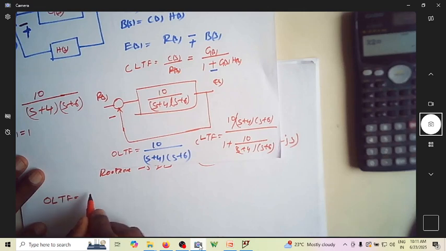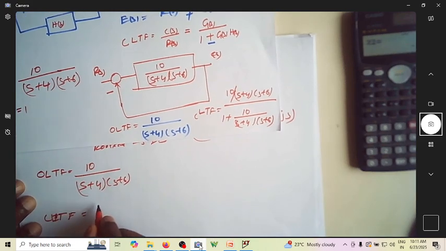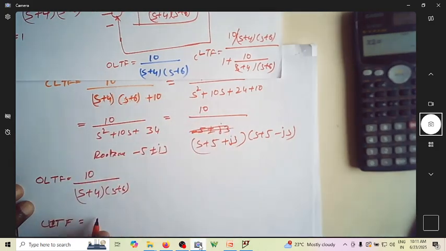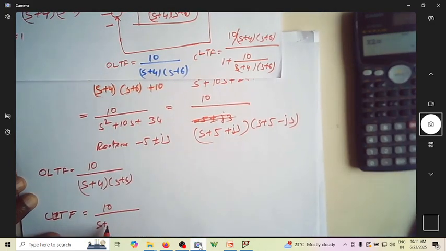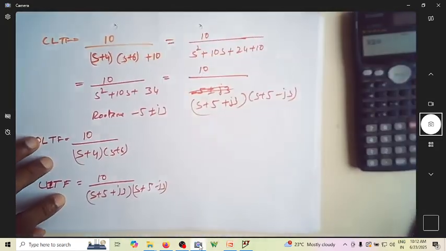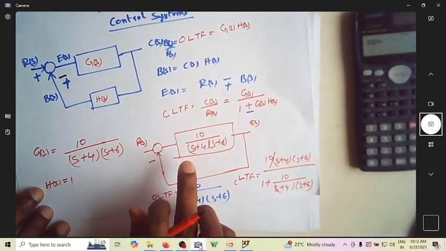Open loop transfer function is given by this: 10 divided by (s plus 4)(s plus 6). Similarly for the closed loop transfer function, I have the transfer function as 10 divided by (s plus 5 plus j3) and (s plus 5 minus j3). So this is the transfer function of this particular block diagram.